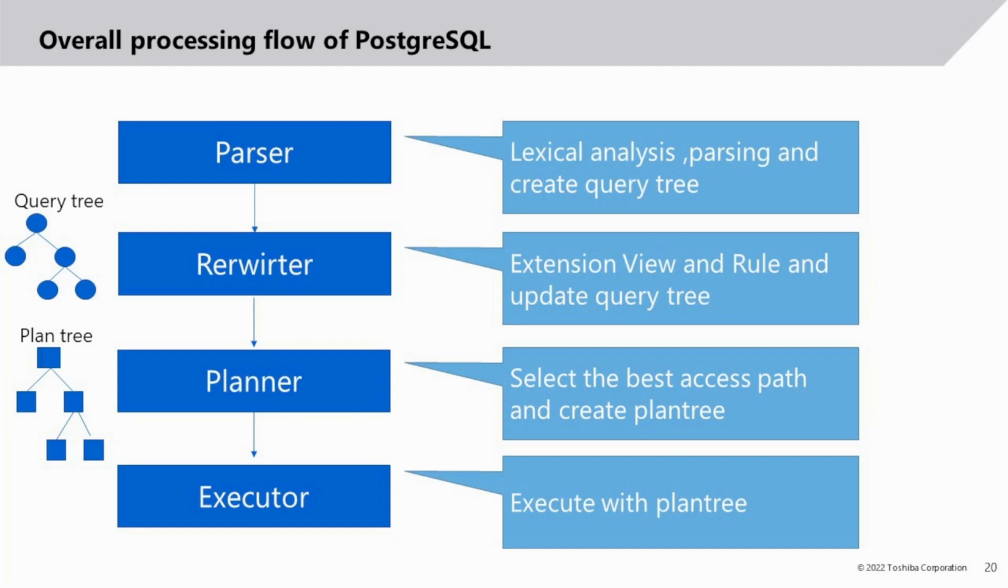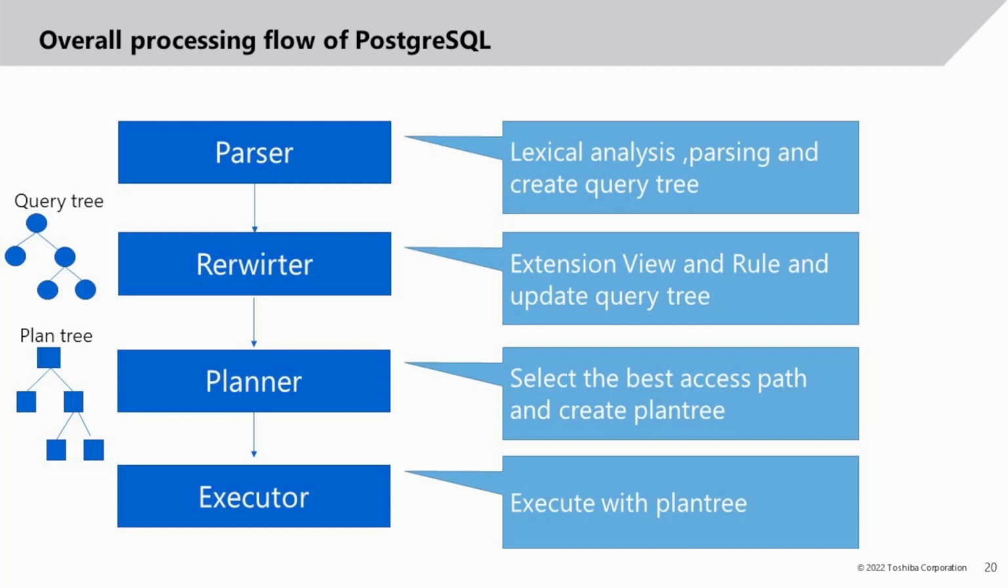Parser phase: parse SQL to create a query tree. Rewriter phase: extension, view and rule features, and update the query tree. Planner phase: create and select the best path, and create a plan tree from the best path. Executor phase: execute. Execute means get records and calculate the plan with the plan tree. This is the Postgres basic flow.